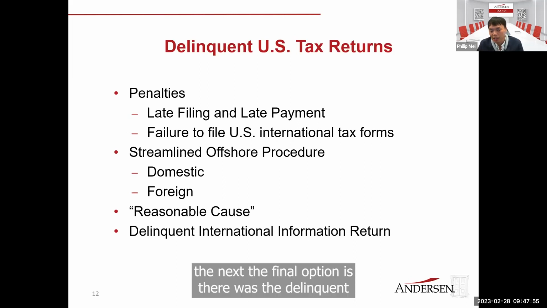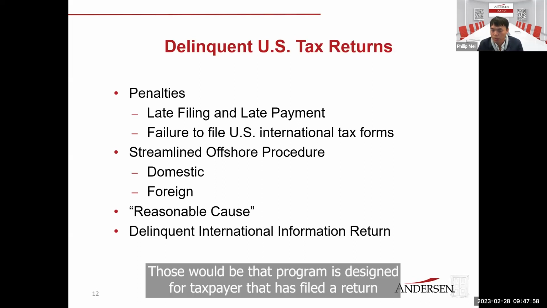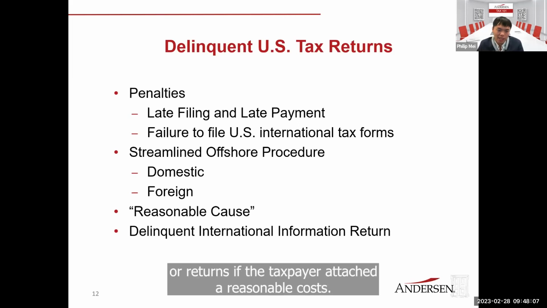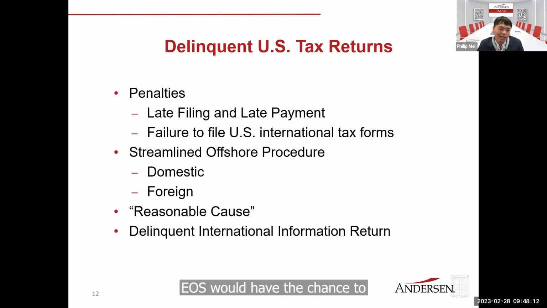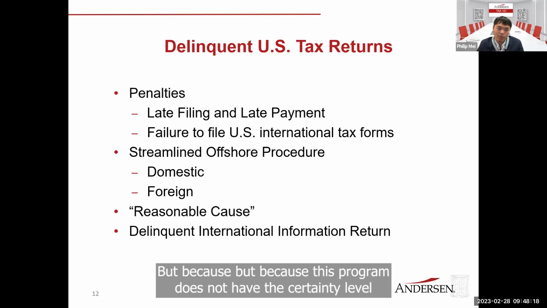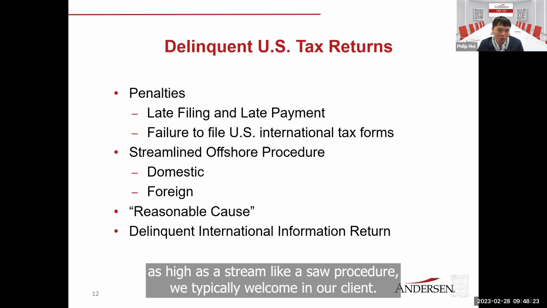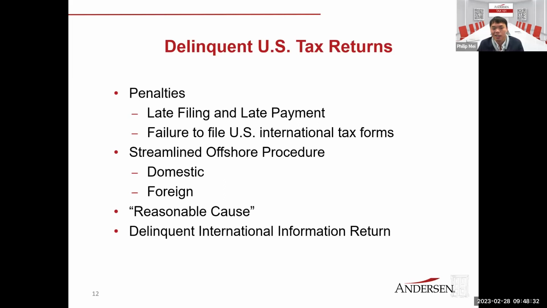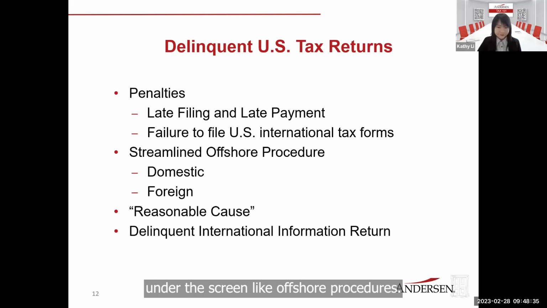The final option is the delinquent international informational returns program. That program is designed for taxpayers that have filed a return, but forgot to file some of the international informational returns. If the taxpayer attaches a reasonable cause statement along with these filings, the IRS would have a chance to potentially waive the penalty. But because this program does not have as high a level of certainty as the streamlined offshore procedure, we typically recommend that our clients, if they otherwise qualify, file those delinquent forms under the streamlined offshore procedures.